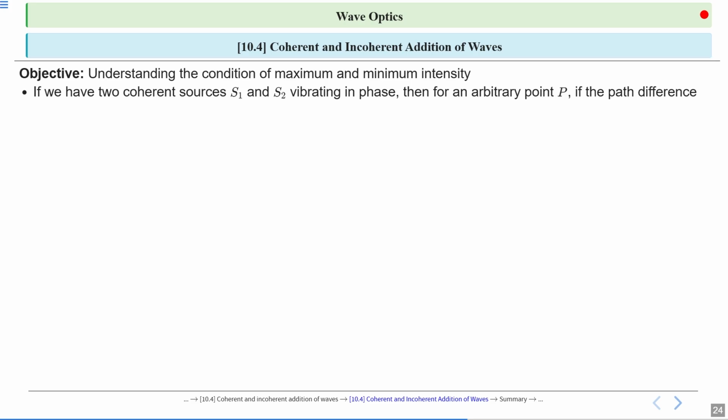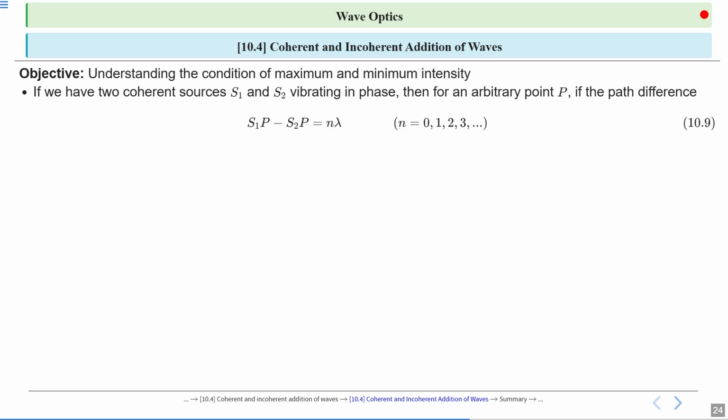So if we have two coherent sources S1 and S2 vibrating in phase, then for an arbitrary point P, if the path difference S1P minus S2P is an integral multiple of lambda, then we can say constructive interference. We have taken the integral multiple 2 in this case. So that was the case of constructive interference. We took the path difference 2 lambda, and for that we came to the conclusion that this is the case of constructive interference.